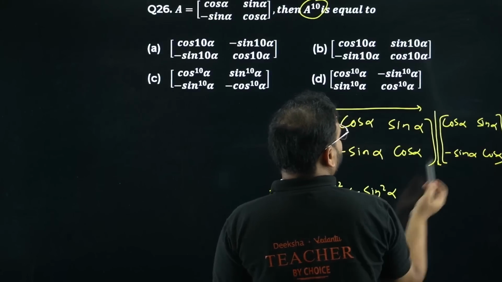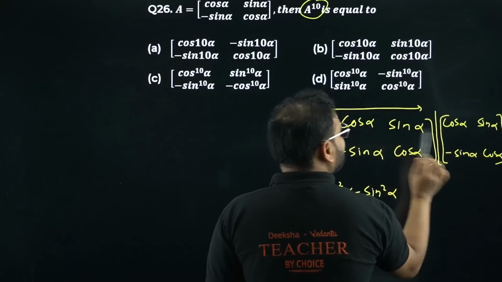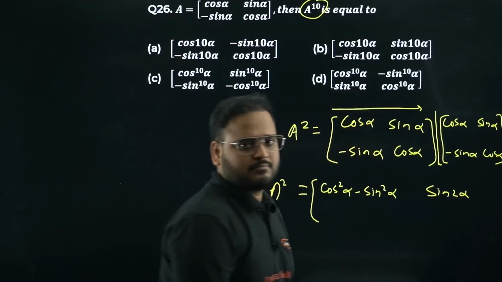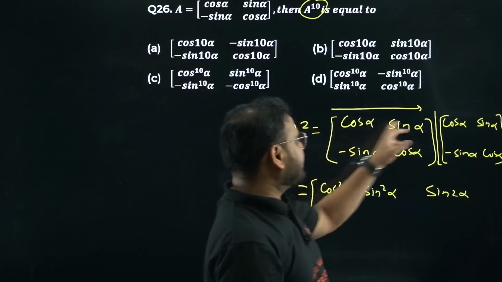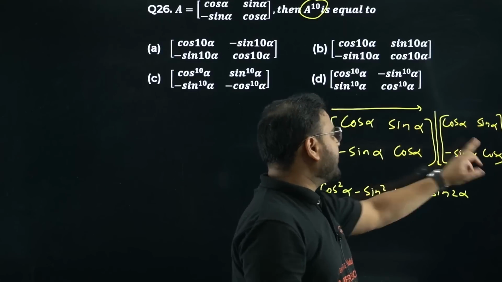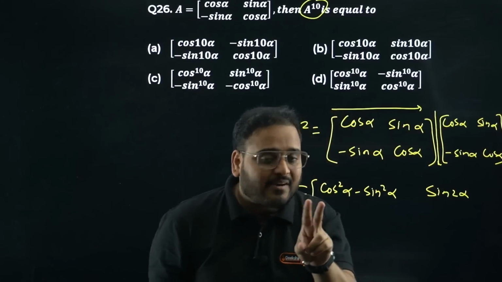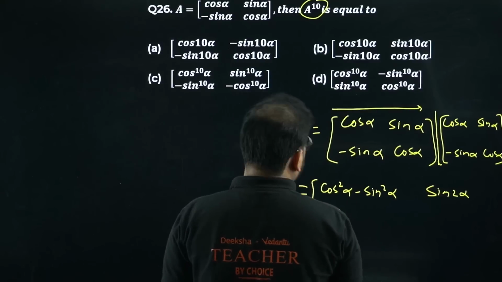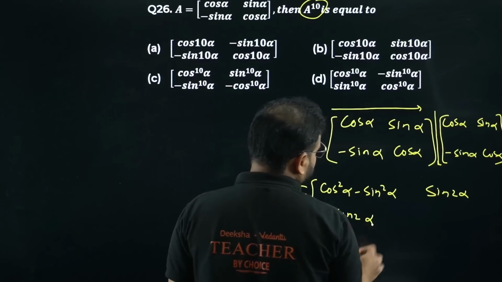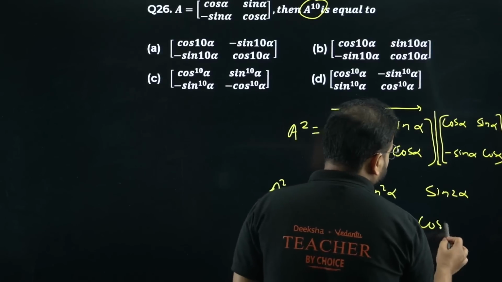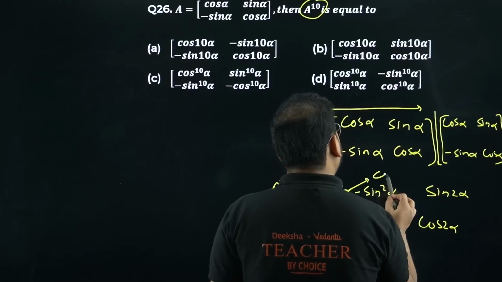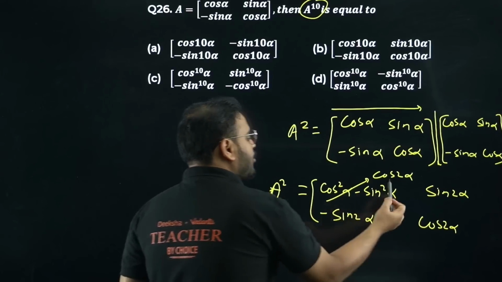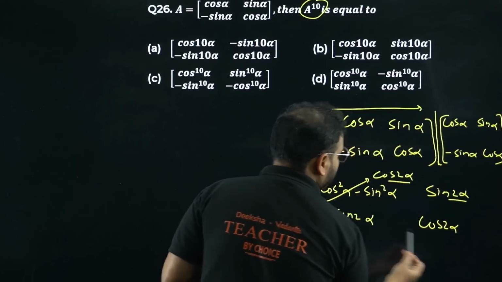And for the second one, you get cos alpha into sin alpha, and sin alpha into cos alpha. You get 2 sin alpha cos alpha. How much is that? Sin 2 alpha. Same way over here you get minus sin 2 alpha, and cos 2 alpha. So A square is cos 2 alpha, sin 2 alpha, minus sin 2 alpha, cos 2 alpha.